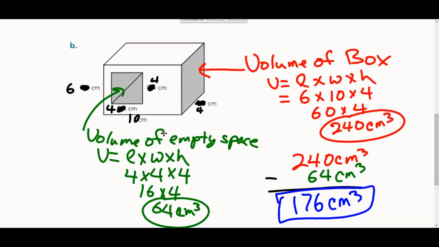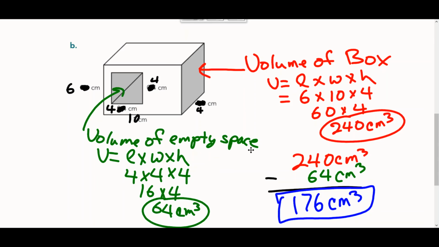Okay, but the empty space is there, so we need to find how much volume it is. So the volume of the empty space is length, which is 4, height is 4, and then our width is the length of this width. All right? Because this goes back as far as this. We're assuming it goes all the way from one end to the other. So it's 4 by 4 by 4, which is 64.